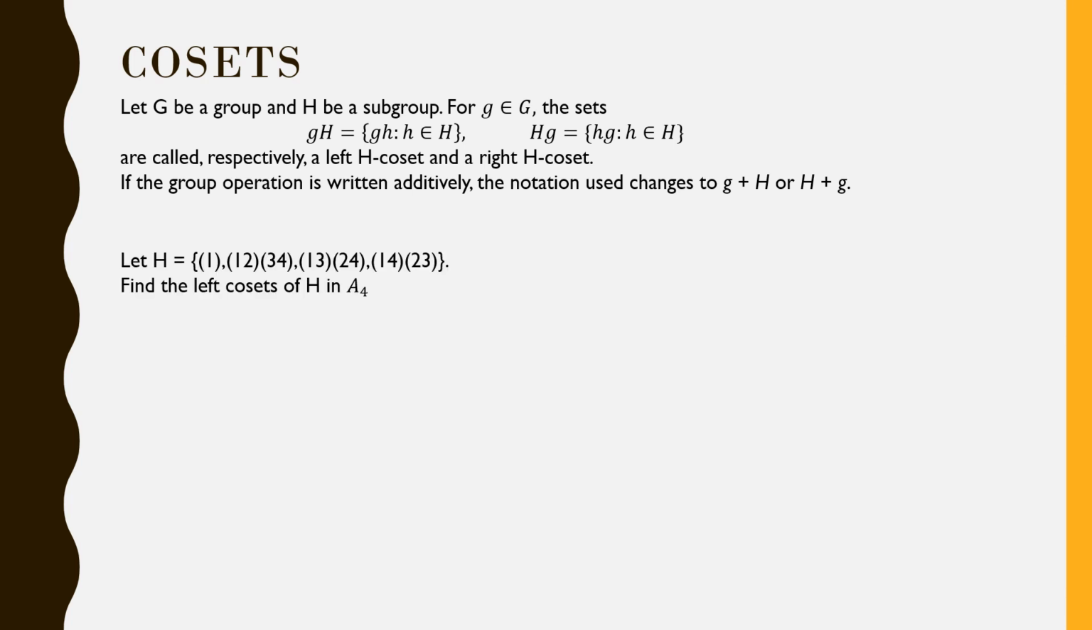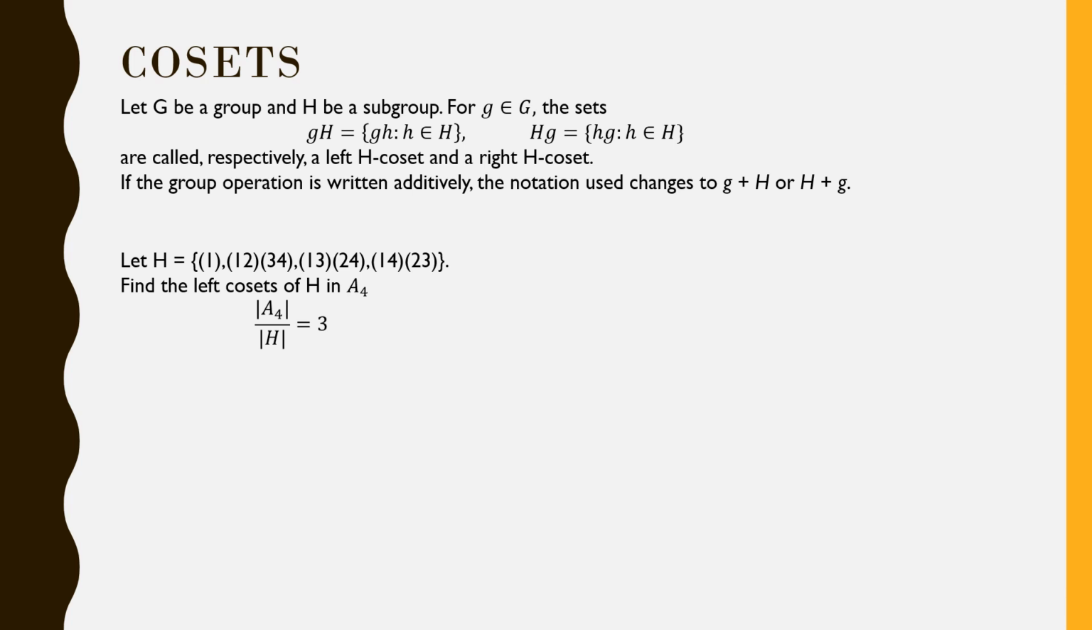We're asked here to list all distinct left cosets of H in A4. To start with, we can use Lagrange's theorem. There are 12 elements in this group and 4 in H. 12 divided by 4 is 3, so there are 3 left cosets. One of these is H itself, so there are just 2 left to find.